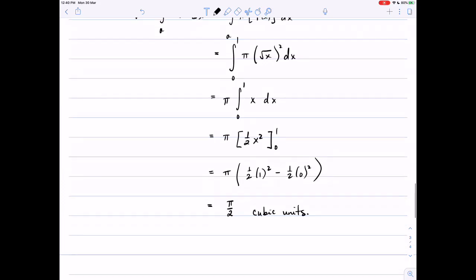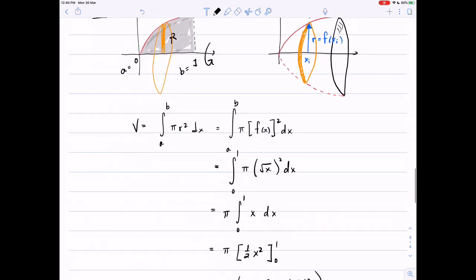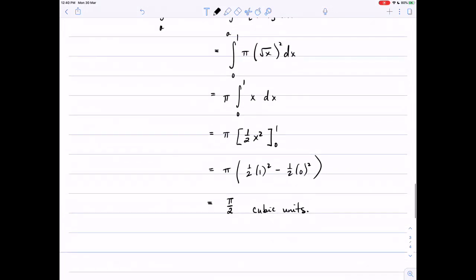Okay, so there is the volume of this solid of revolution. That is the easy case. We're going to proceed to more difficult cases in just a bit.